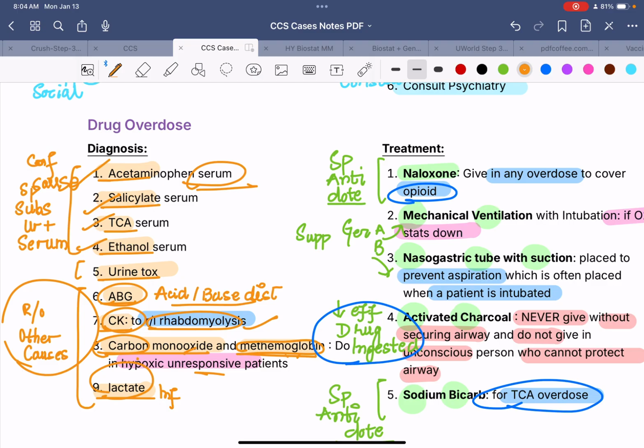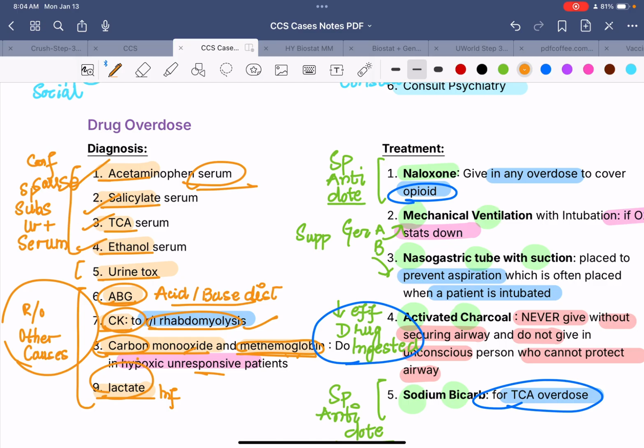So two main goals: you're going to establish the drug overdose with blood and urine toxicology along with specific tests of acetaminophen, salicylates, TCA, and ethanol, and then rule out other causes with ABGs, creatinine kinase, carbon monoxide, methemoglobin levels along with lactate. Next off, we have the treatment.